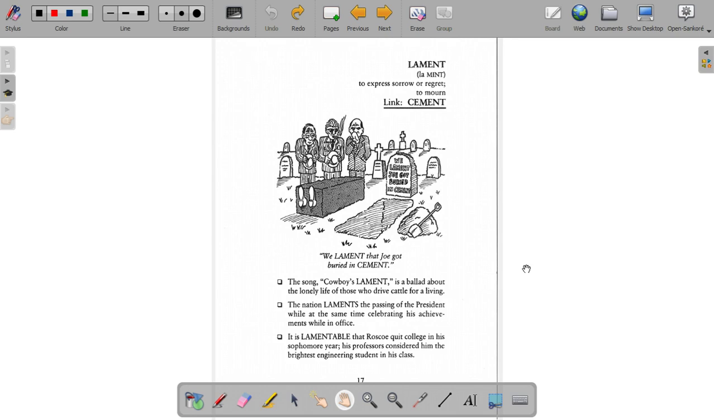Lament means to express sorrow or regret, to mourn someone. And here it says, we lament that Joe got buried in cement. Which is kind of a dark thing to say, but that's what it is. So lament is a verb, but it can be used as an adjective. It is lamentable, etc.